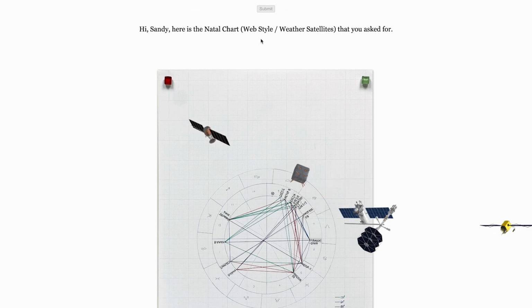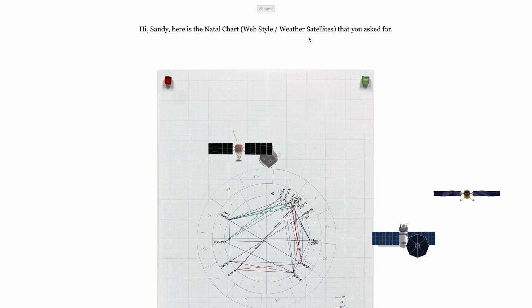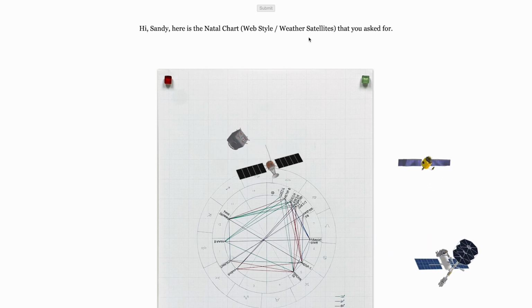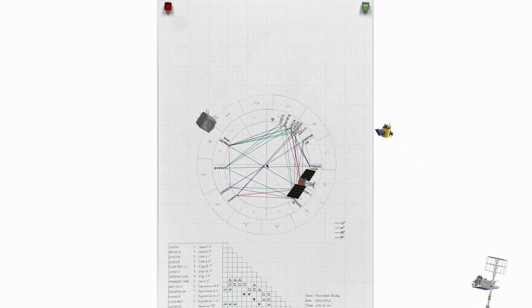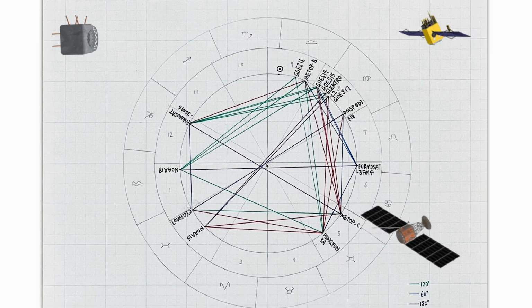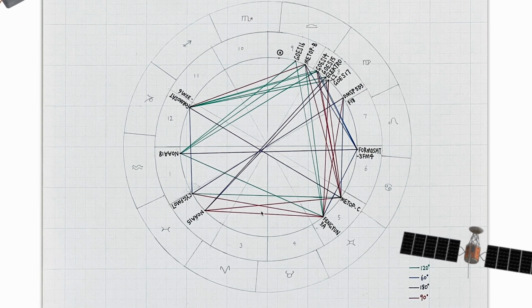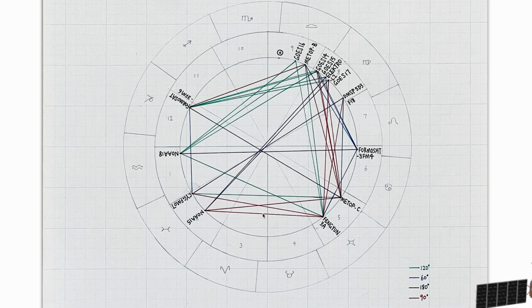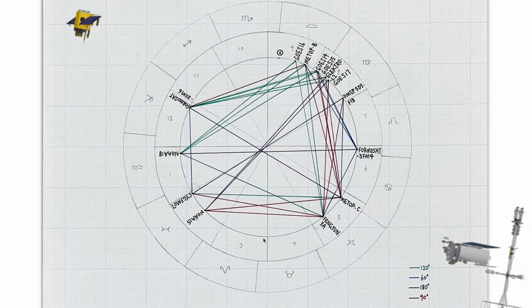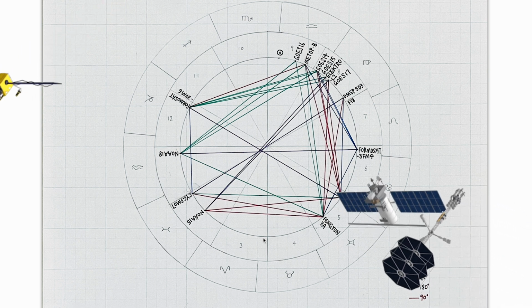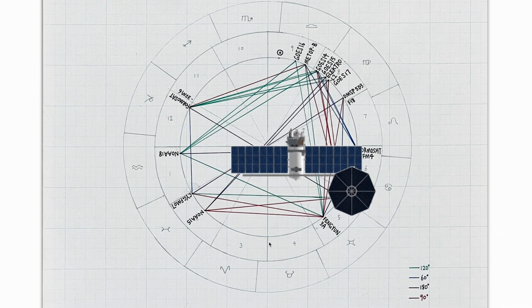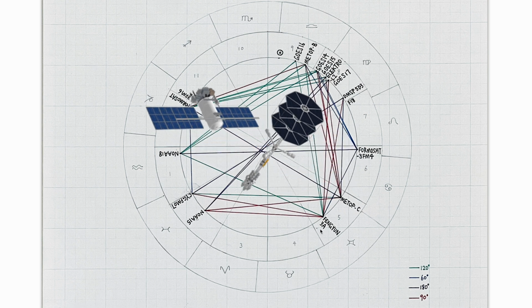So, natal chart, web style, weather satellites. And you'll know you've done weather satellites correctly if these pieces of the pie are nice and tidy. And then each house starts with 0 and goes to 30. If you had done space stations, for example, the division of these house lines would be much more irregular, typically.